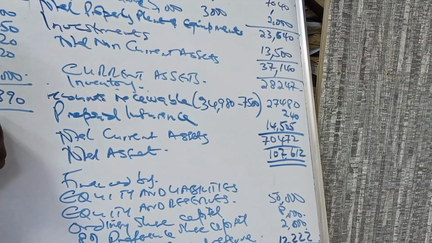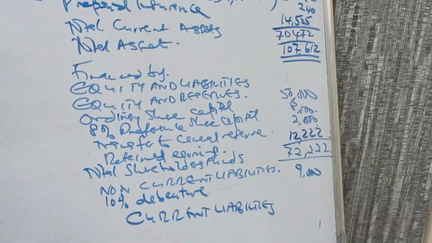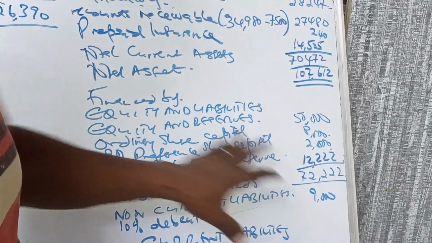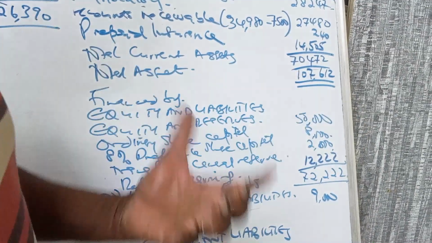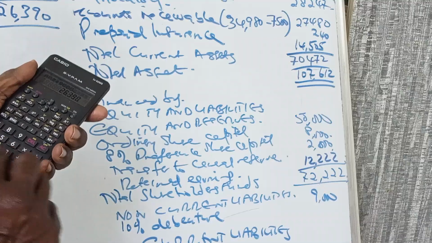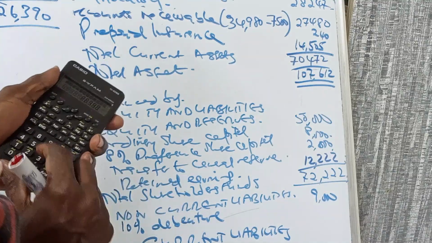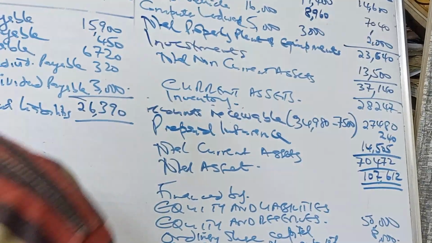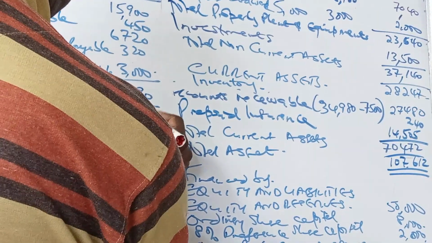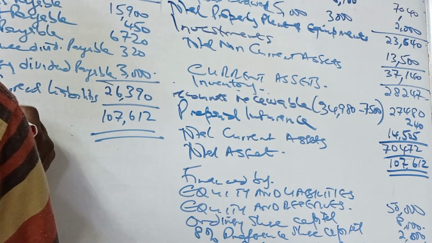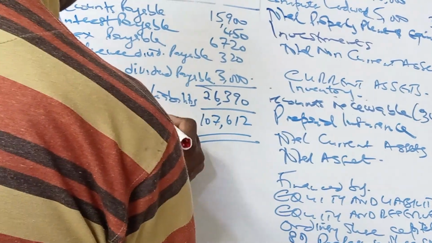Then we add our total current liabilities to total non-current liabilities and the shareholders' funds. If they equal total assets, then it is balancing. If they don't, then we have made a mistake. So 26,390 plus 9,000 plus 72,222, we get 107,612. And therefore they are balancing. So this is equity and liabilities.